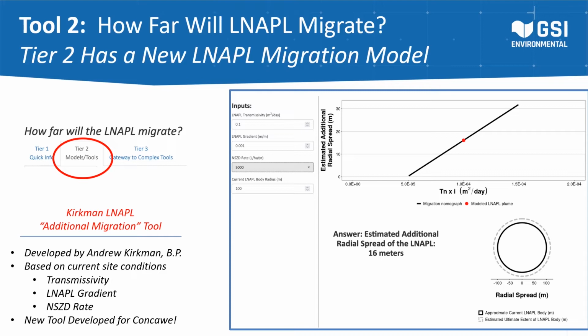And then once you put all this stuff in there and the current LNAPL body radius, in this example we have in here, it starts out maybe a roughly 100-meter radius right now. Maybe it's going to extend a little bit farther, another 16 meters, but it's not going to get bigger and bigger and bigger over time, much bigger.